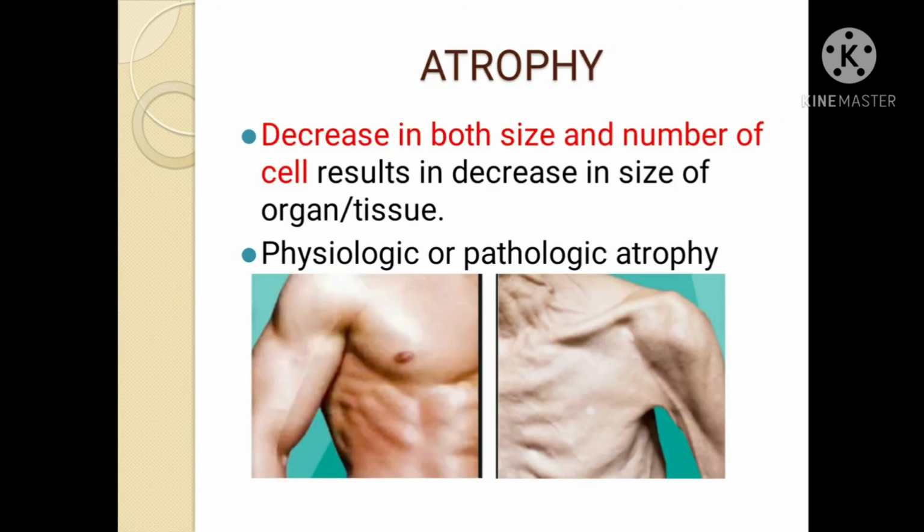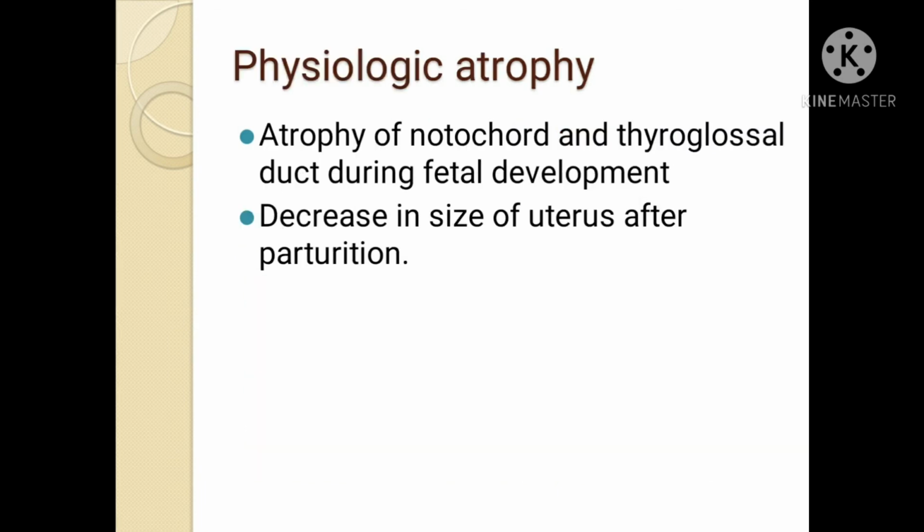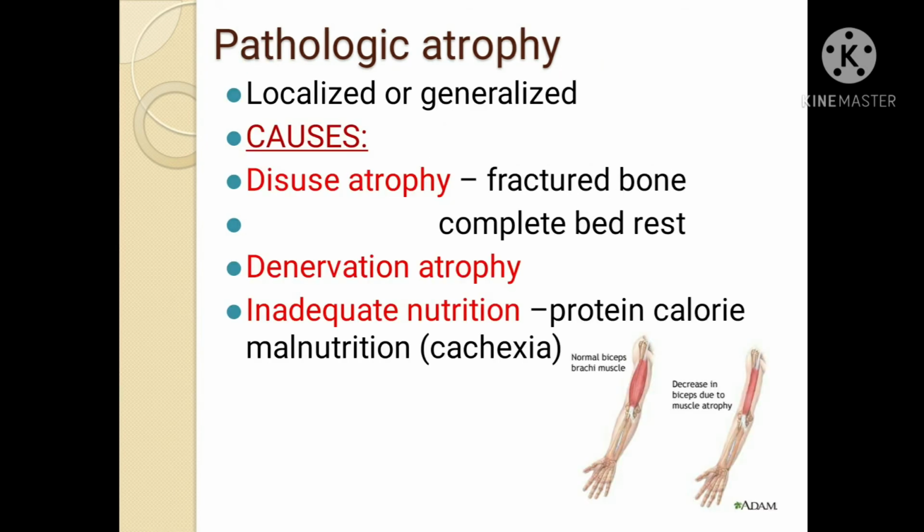Next, let's move on to atrophy. There is a decrease in both size and number of cells, which results in a decrease in the size of the organ or tissue. Atrophy can also be physiologic or pathologic. Examples of physiologic atrophy are the disappearance of the notochord and thyroglossal duct during fetal development and the decrease in size of the uterus after parturition. Pathologic atrophy can be localized or generalized.